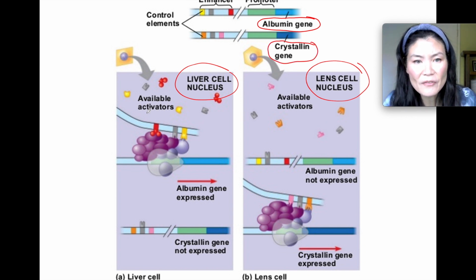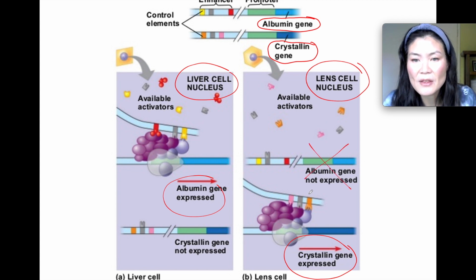And you have these different activators. And these different activators in the different cells are going to activate, turn on whatever gene, okay, the albumin gene in the liver, the crystalline gene in the lens cell. So you can see here that the albumin gene is not expressed in the lens cell. The crystalline gene is not expressed in the liver cell.